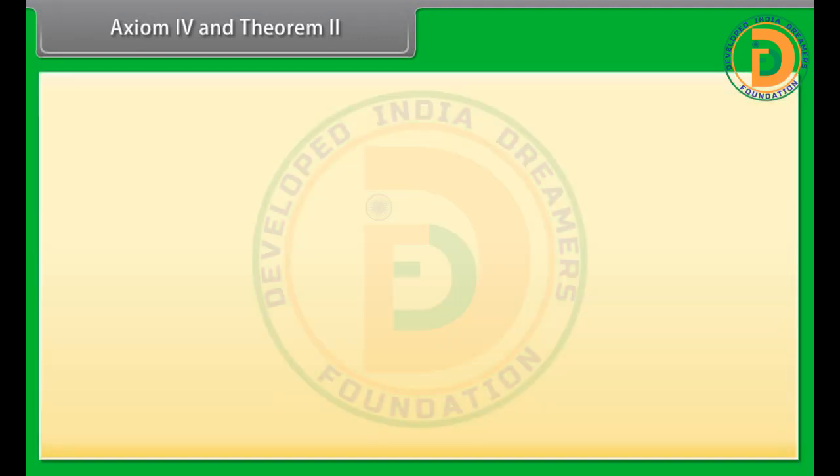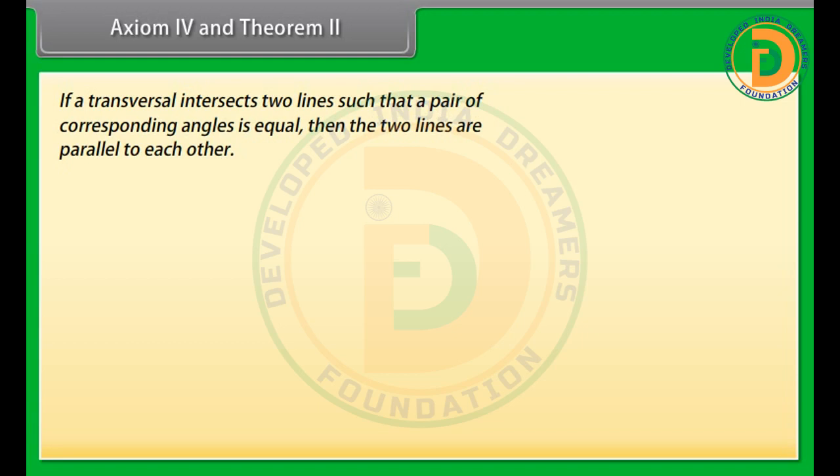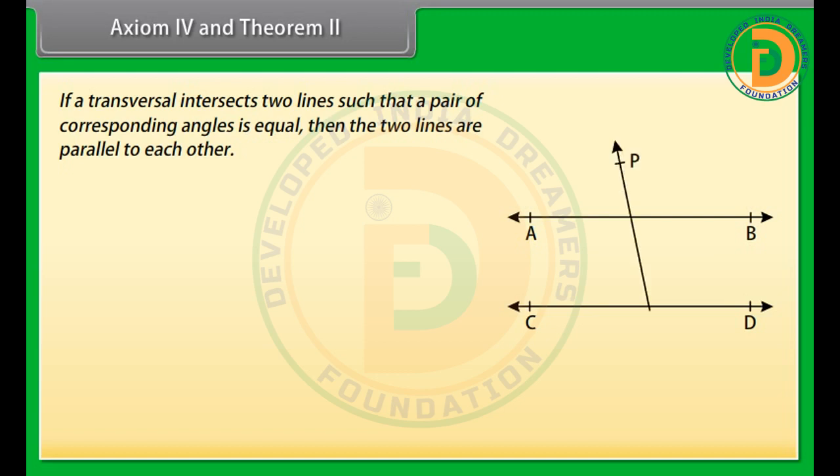Axiom 4 and Theorem 2. The axiom we got in the previous screen is, if a transversal intersects two lines such that a pair of corresponding angles is equal, then the two lines are parallel to each other. Now we will use the corresponding angles axiom to find out the relation between the alternate interior angles when a transversal intersects two parallel lines. Here transversal PS intersects parallel lines AB and CD at points Q and R respectively.